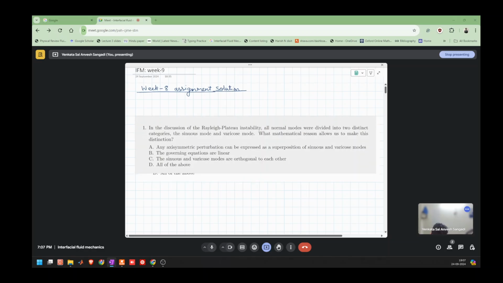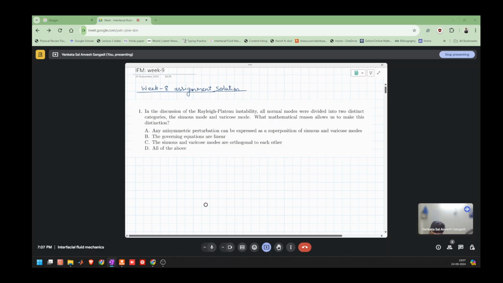So, let's get started. This week goes over the Rayleigh-Plateau instability and how the different modes, such as varicose and sinuous mode, emerge from a filament, and basically how these instabilities grow and which of them are destructive growths and which are stabilizing growths. So without much ado, let's get started.